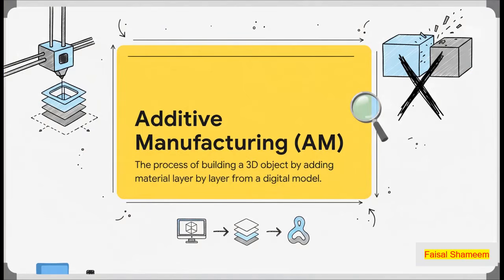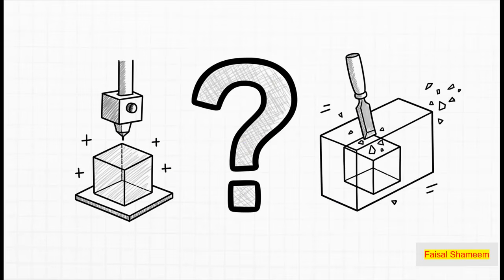Precisely. At its heart, additive manufacturing, or AM, is all about building a three-dimensional object directly from a digital file. There's no cutting, no drilling, no chiseling, none of that. It is purely addition, one super thin layer at a time. Oh, I get it now.